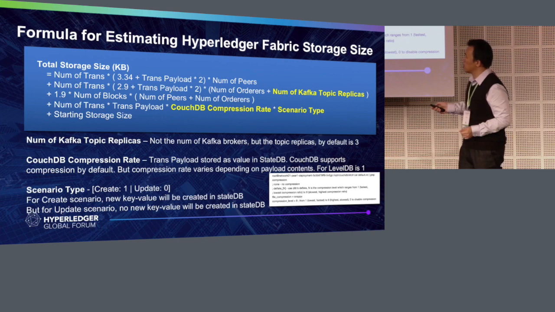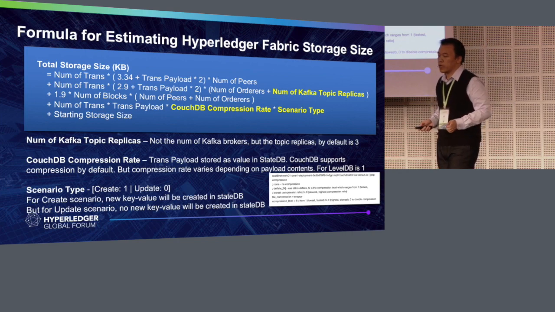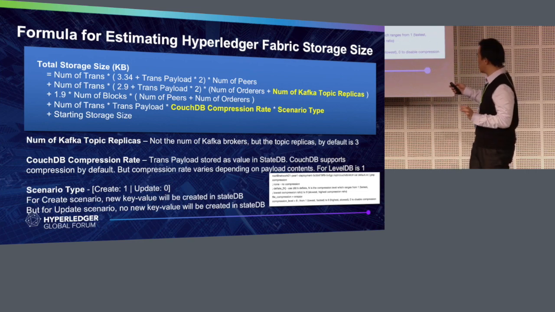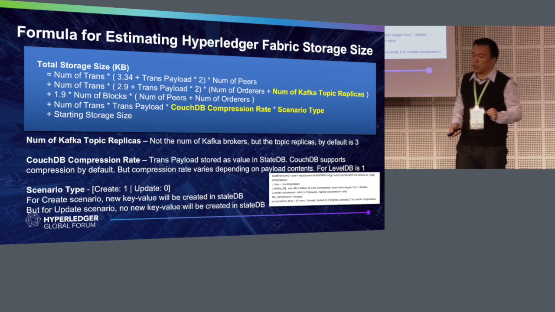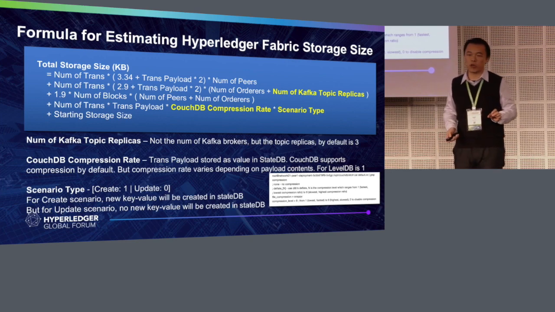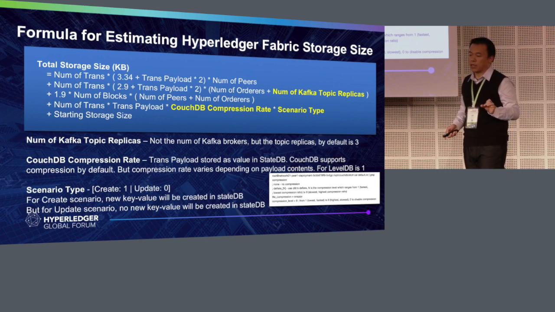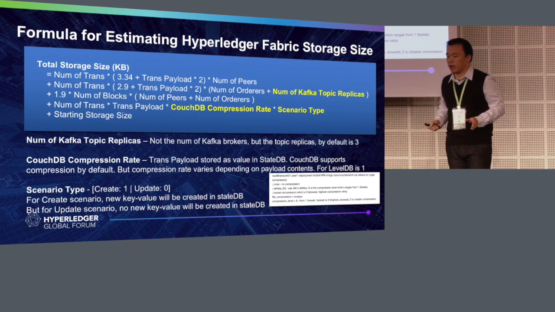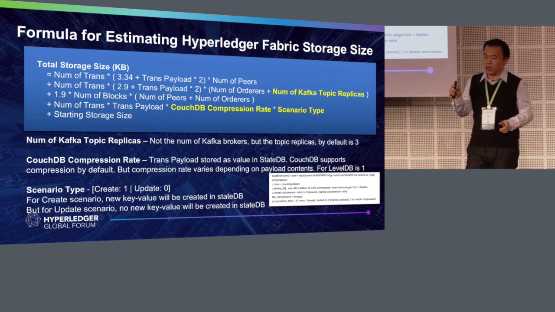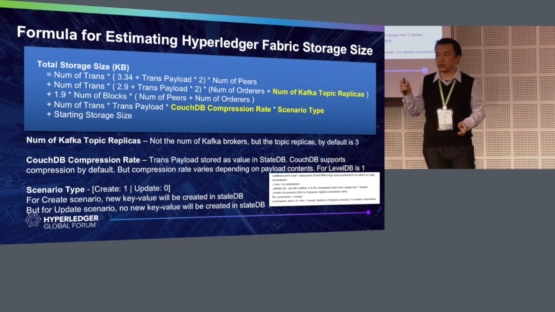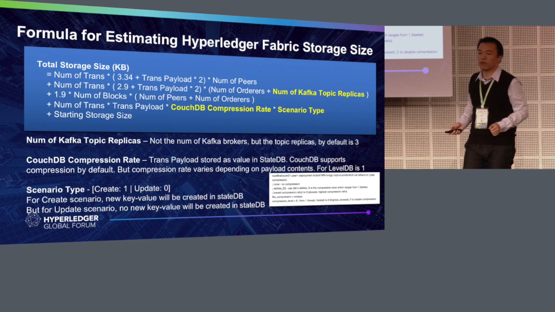And the second one is the CouchDB compression rate. The transaction payload is stored as a value in the stateDB. As you can see in this configuration, CouchDB supports the snappy compression algorithm by default. But the actual compression rate varies depending on the payload contents. If there is no compression at all, we take 1 for this variable. But in the extreme case, if we use a single letter and repeat it 1,000 times, the compression rate may be nearly 0. So this is how we take the value for this variable.